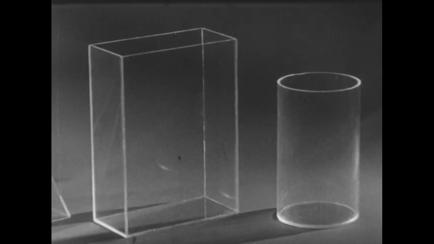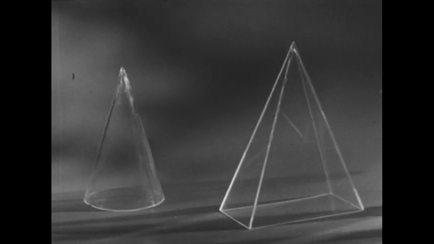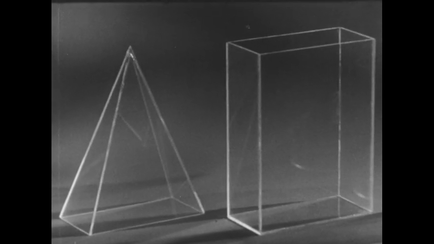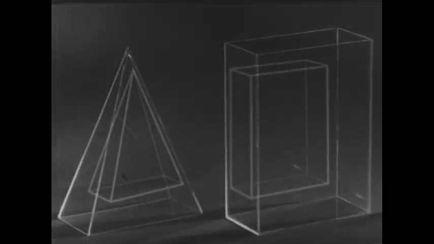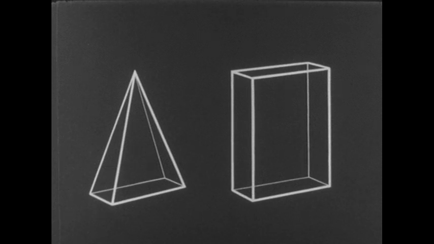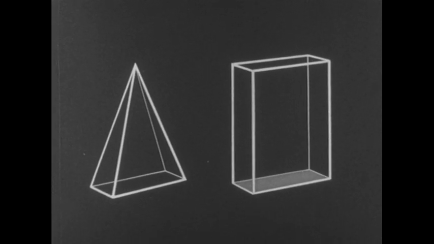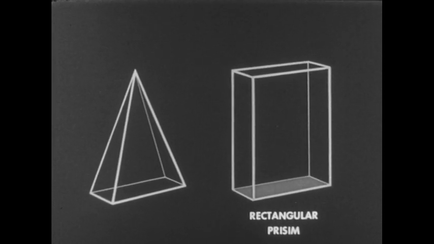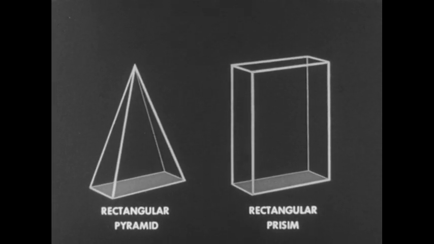Now let's see if there's any relationship between these geometric solids, the prism and the cylinder, and these, the pyramid and the cone. For this observation, let's compare a pyramid with a prism, having the same measurements for base and height. First of all, we need to remember that a prism which has a rectangle for a base is a special kind of prism, a rectangular prism. Similarly, a pyramid whose base is a rectangle is called a rectangular pyramid.